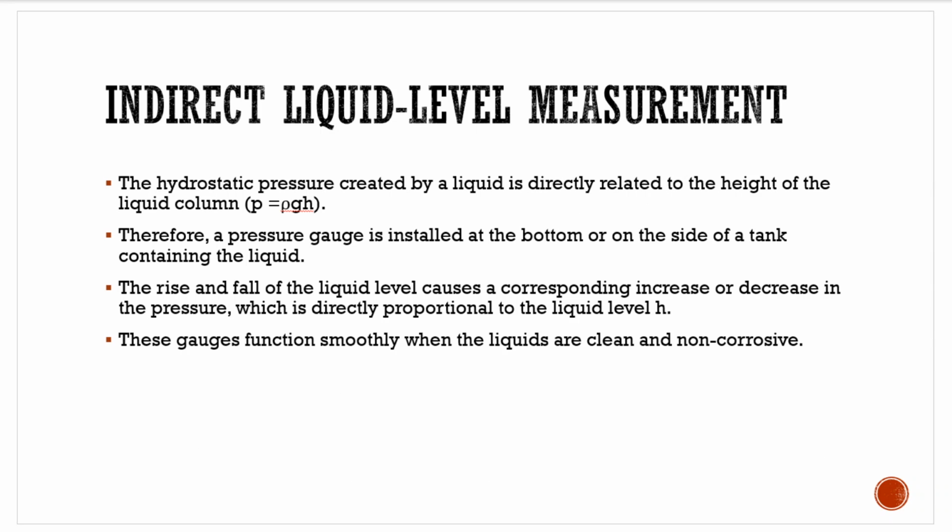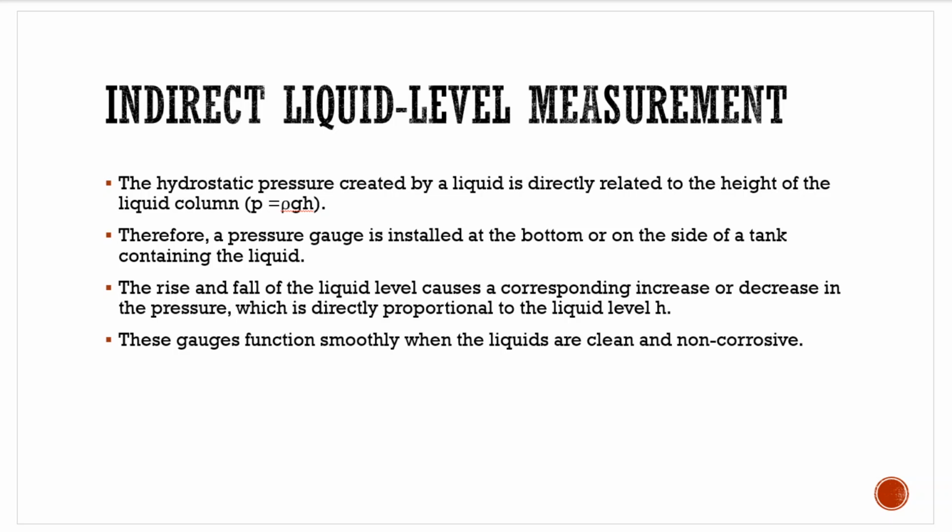You have another method, and that will be the indirect method. In case of the indirect method, we have the measurement of liquid levels through pressure instead of displacement. In direct methods we are directly measuring the displacement. In case of the indirect method, we will be measuring the pressure, and through that pressure measurement we'll be measuring the change in liquid level.